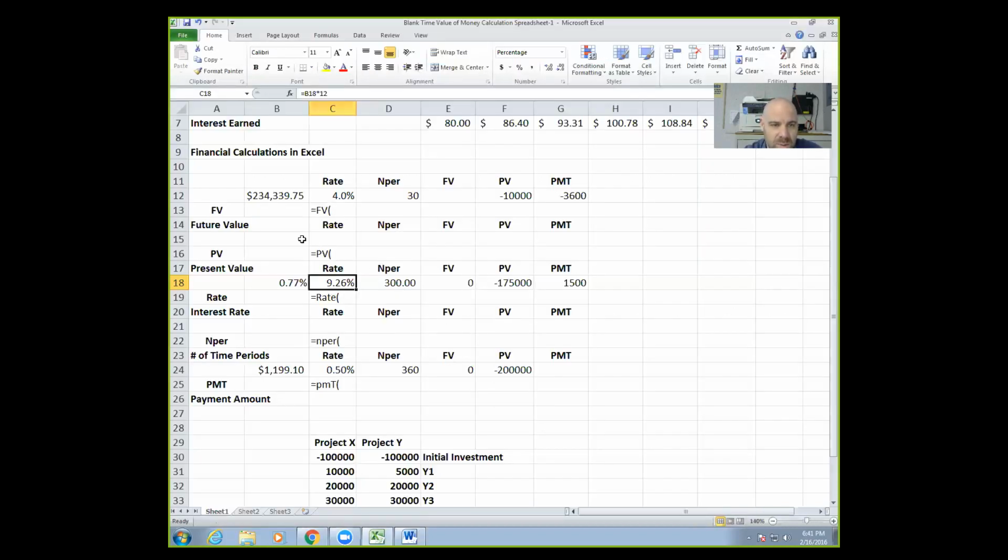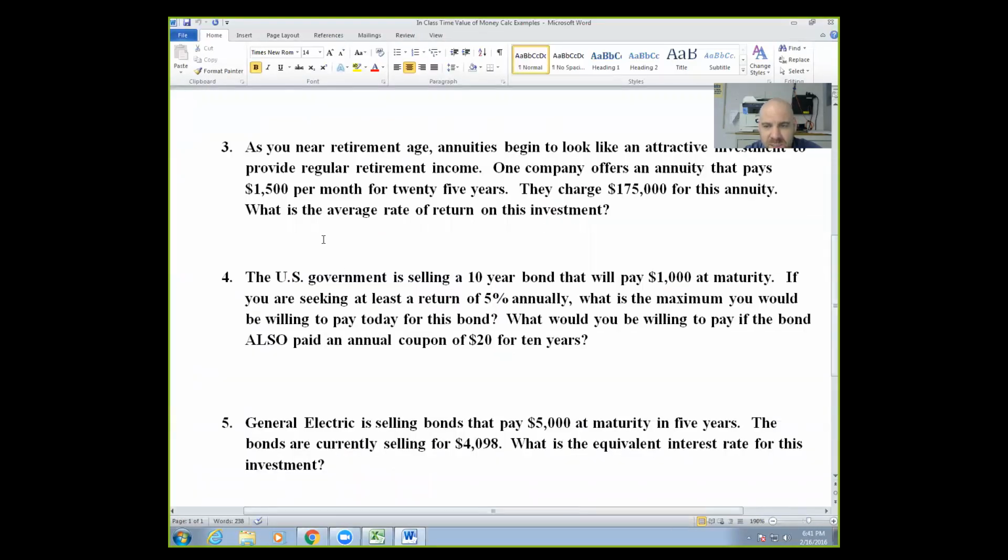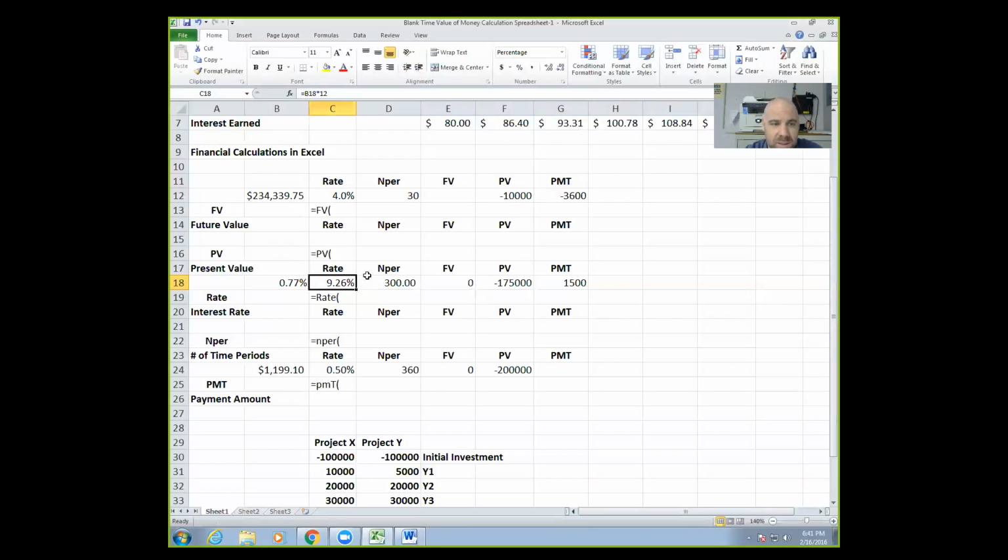So I'm going to go up to my PV area here. And so let's see, 5% annually. We can do this by year now because everything is in years. It's not months, so we don't have to do those calculations. So we're going to go ahead and put in 0.05 for 5%. Number of time periods, it's going to be 10 for 10 years. Future value, this is where the $1,000 comes in. In 10 years, the government's going to pay you $1,000. So it's a positive $1,000.